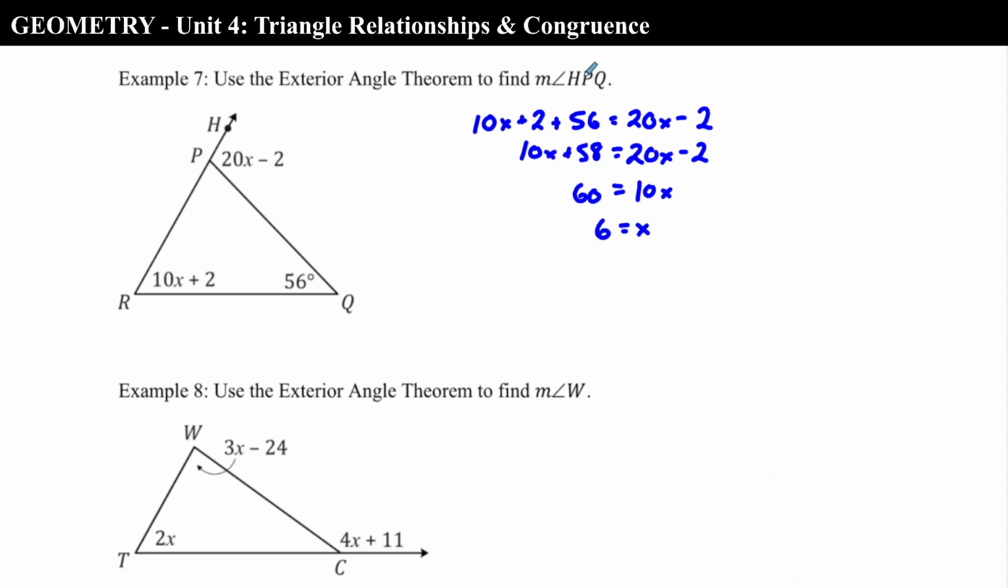Now we're asked to find HPQ. HPQ is that exterior angle. So we are going to do the measure of HPQ by substituting in 6 for x. And when you do that math, you end up with 118 degrees.